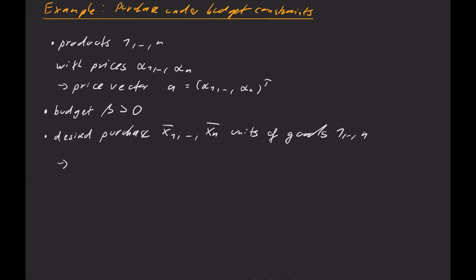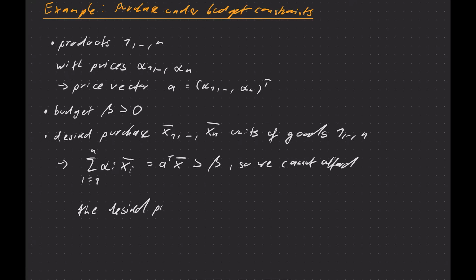Problem is, we cannot afford this desired purchase. So, in other words, the sum of the alpha i xi bar, i from 1 to n, so the price that we have to pay for our desired purchase, is greater than the budget that we have. By the way, we can write this as a scalar product of A and the vector x bar. So this is greater than the budget. So we cannot possibly afford the desired purchase.